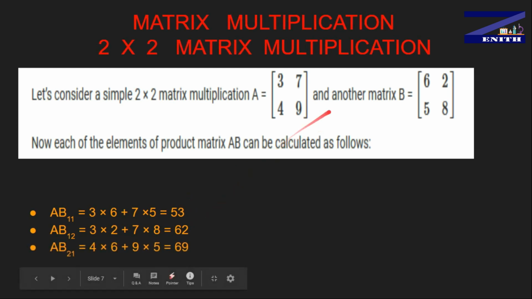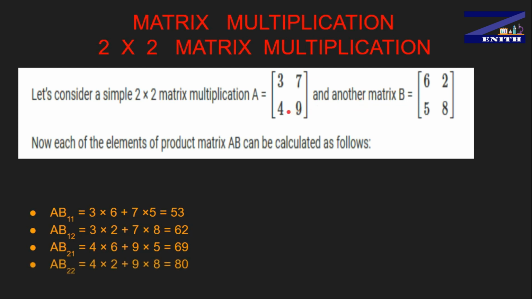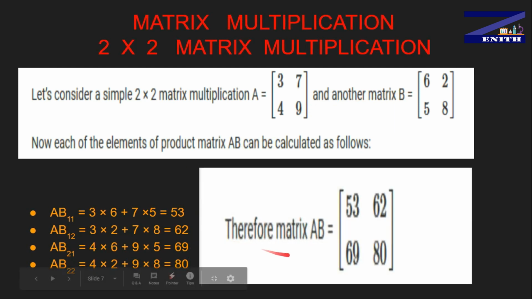Now we have done all the things with this row. Now we have to do the same thing with this row. Just take the 4, multiply this with 6, and take the 9, multiply this one with 5. The same you have to do with the second column also, 4 multiplied with 2 and 9 multiplied with 8, and after that you get 69 and 80. So in matrix form you can say that you have the AB product matrix as this. So now we are done with the very simple example of 2 cross 2 matrices.